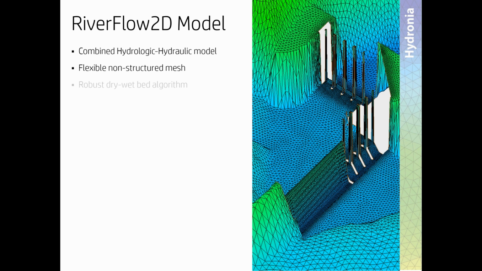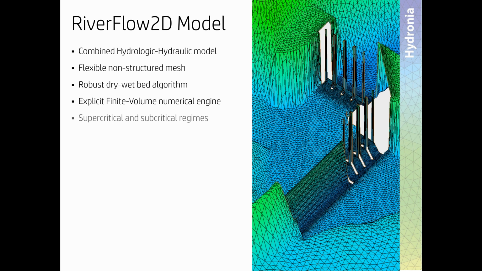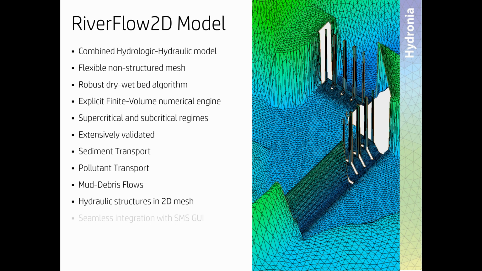So RiverFlow2D is a combined hydrologic and hydraulic model based on a flexible mesh of triangles that can be adapted to any geometry, and it uses a finite volume numerical engine that can handle supercritical and subcritical regimes without any restriction. It has been extensively validated, and it also does sediment transport, pollutant transport, and mud and debris flows. It can include hydraulic structures in 2D, like bridges and weirs, and is seamlessly integrated with the SMS GUI. Very importantly, it has a GPU module, or a GPU version, that takes advantage of graphic processing cards, and I will talk a little bit about this today.